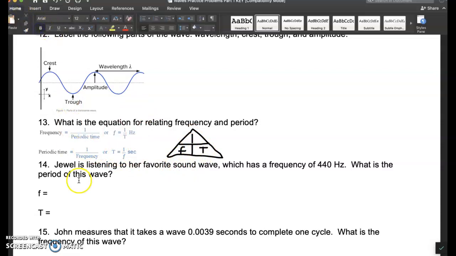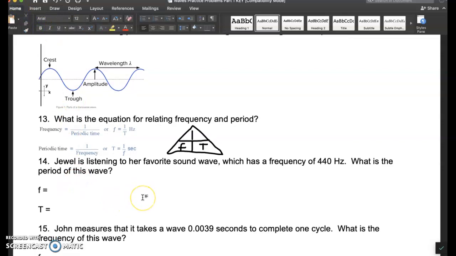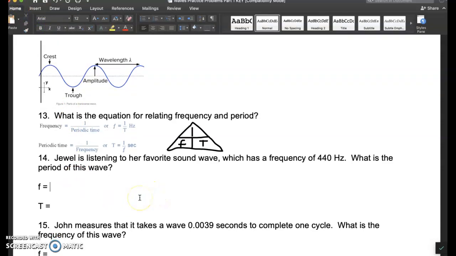Now we're coming back here. Jules is listening to your favorite sound wave, which has a frequency of 440 hertz. And what is the period? That's what I'm solving for. So I'm solving for period. So covered up, it's 1 divided by frequency. So period is equal to 1 divided by frequency, which is equal to 1 divided by 440 hertz.